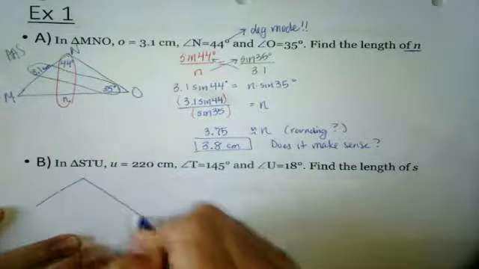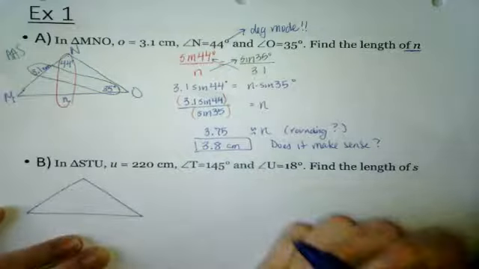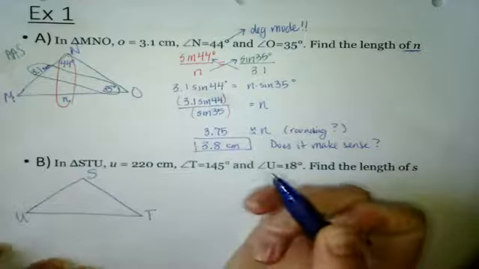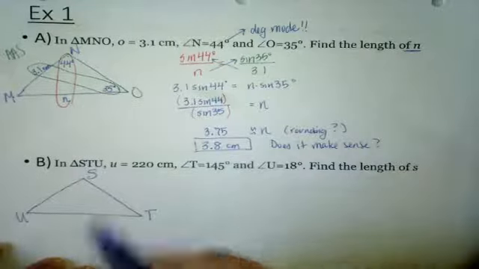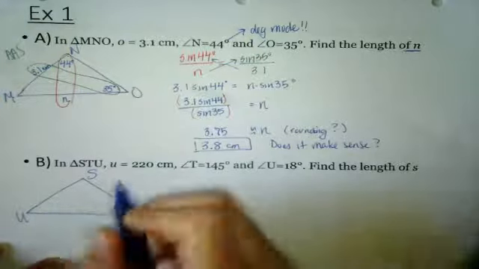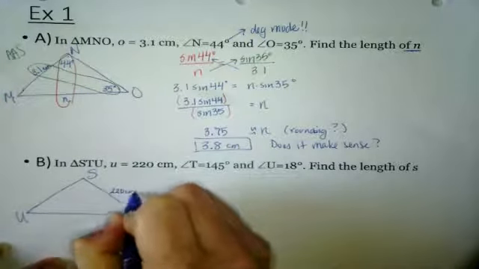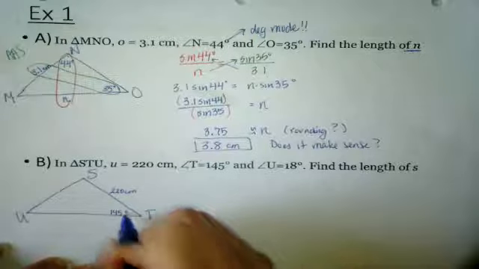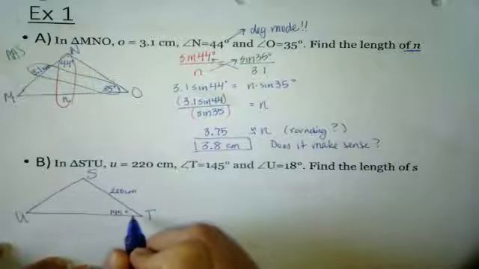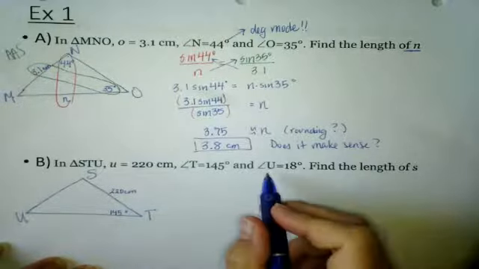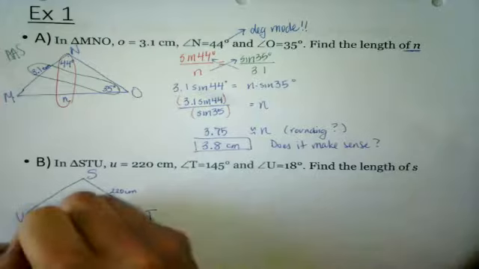Again, it doesn't matter how you label your triangle. S, T, U as the vertices, and then just labeling appropriately, opposite angle U is 220 centimeters. Angle T is 145 degrees. Well, clearly my triangle is not to scale. That's not 145 degrees. And angle U is 18 degrees.